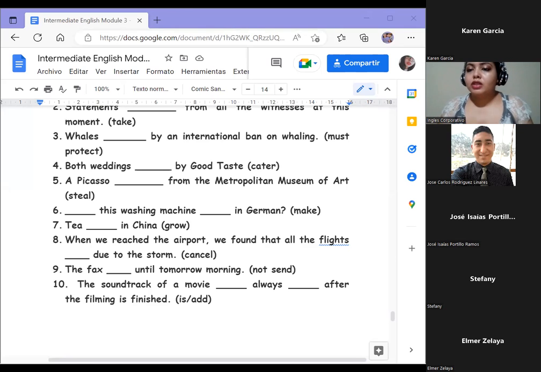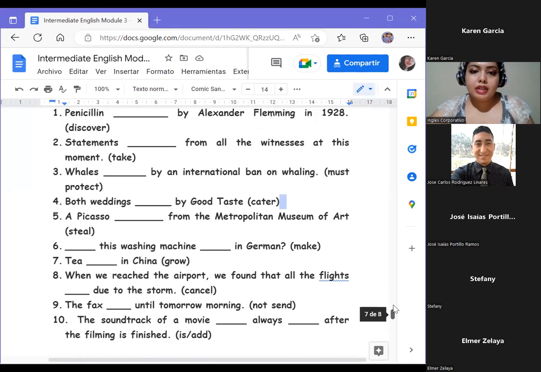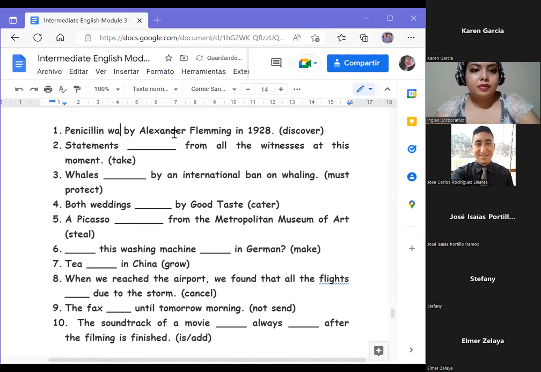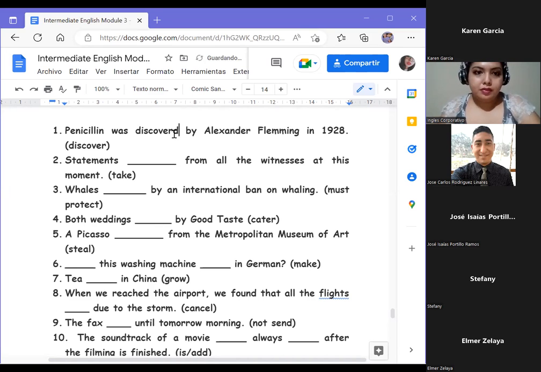And then we were talking about the structure of the passive voice in the different senses. And we have some sentence in which we are going to write the words that are missing in those sentences. So I don't know if you have the answer for the sentences, if you can help me to write the answers, or I will write the answers for you. So in the first one, we have penicillin by Alexander Fleming in 1928. What is the words that we are going to write in the first one? Was discovered. Oh, okay, was discovered. Thank you. Was discovered by Alexander Fleming.